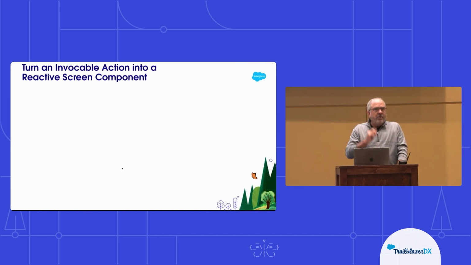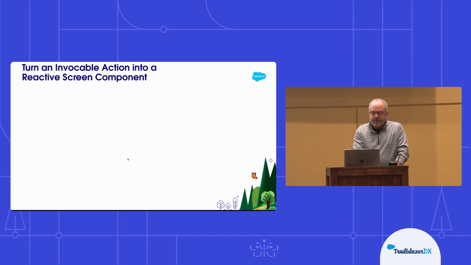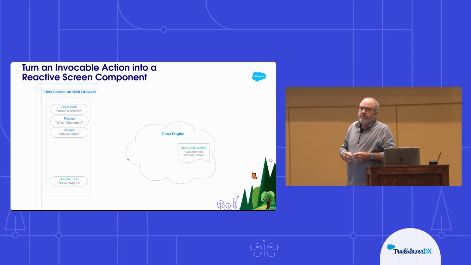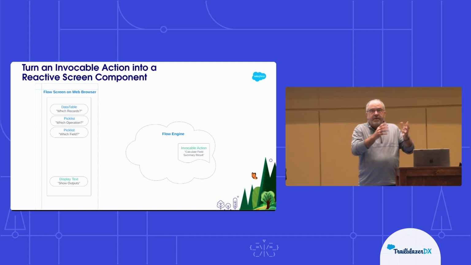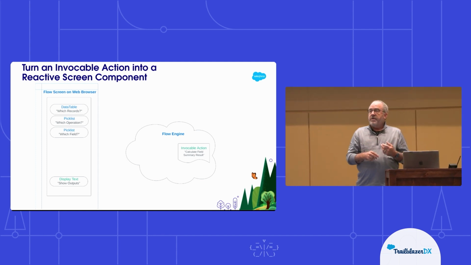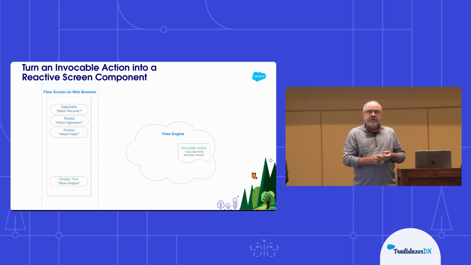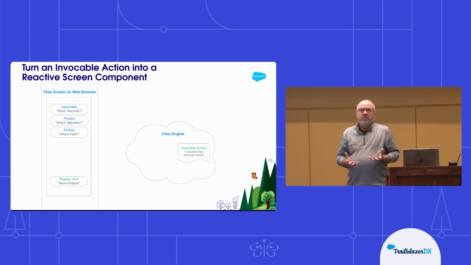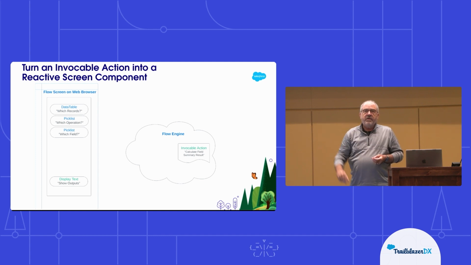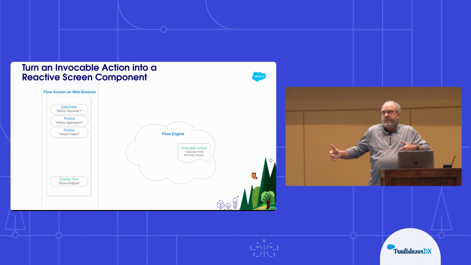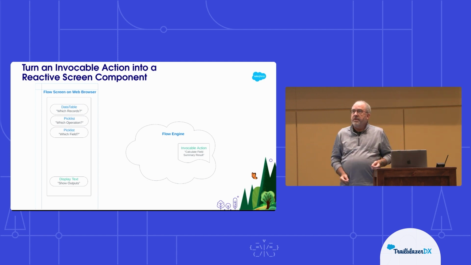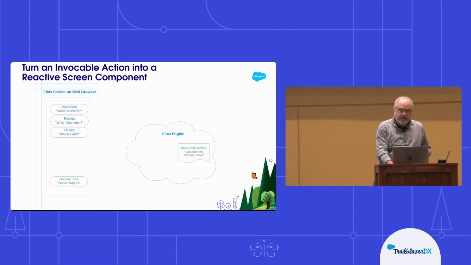So to turn this invocable action into a reactive screen component, this is just a high-level diagram. As we see on the left, here's my flow. I've got 3 inputs. I've got a data table. I've got a couple pick list inputs. And then down at the bottom, I want to display my result. But my invocable action is sitting out on the cloud, waiting for some inputs and going to do its thing and pass back some outputs. How do I make these talk to each other and do it in real time?